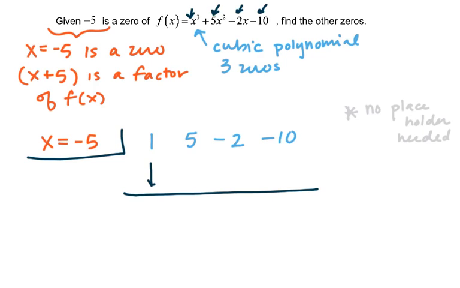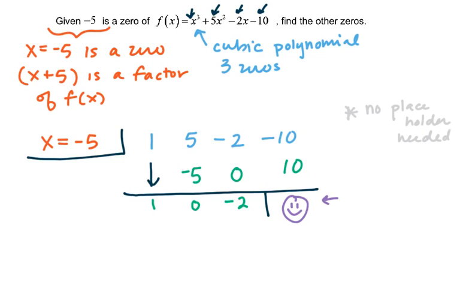So the synthetic division is fairly easy. You bring down that first number 1. -5 times 1 is -5. You add vertically. 5 minus 5 is 0. -5 times 0 gives me 0. Again, adding vertically, -2 plus 0 is -2. Multiply, -2 times -5 is +10. So when we add here, the last value we get for our remainder is 0.